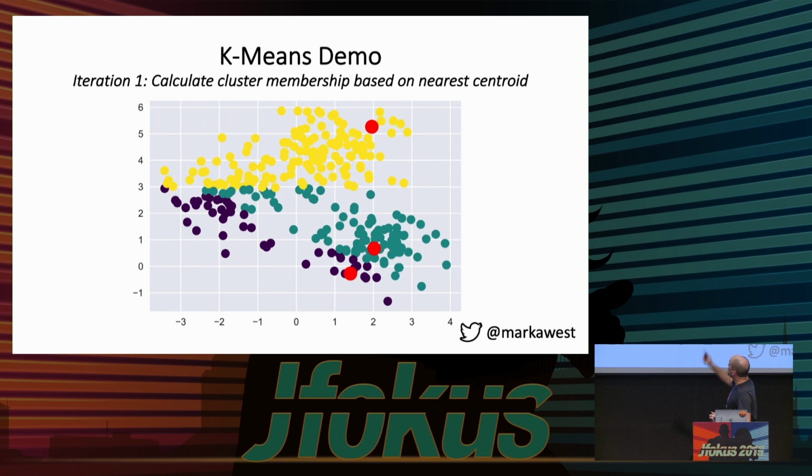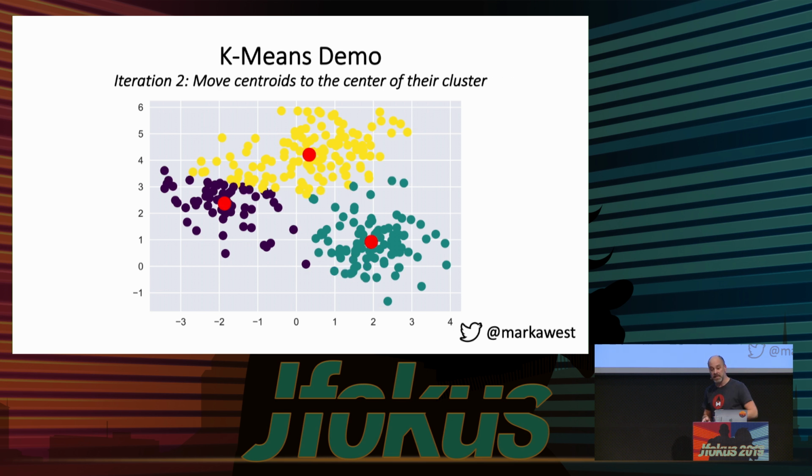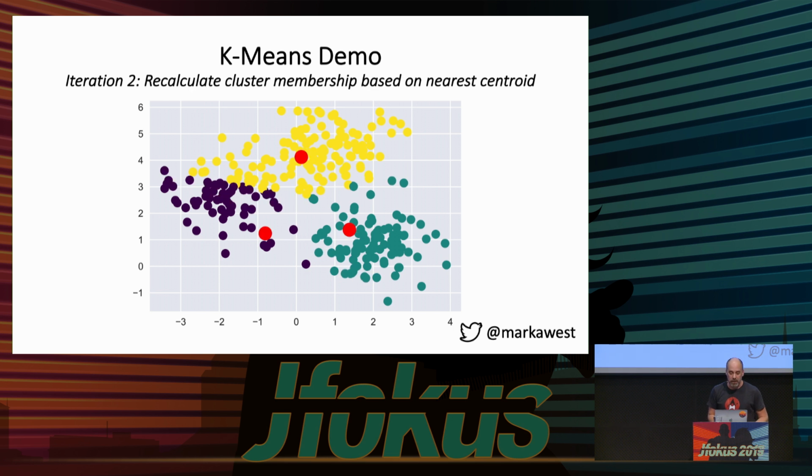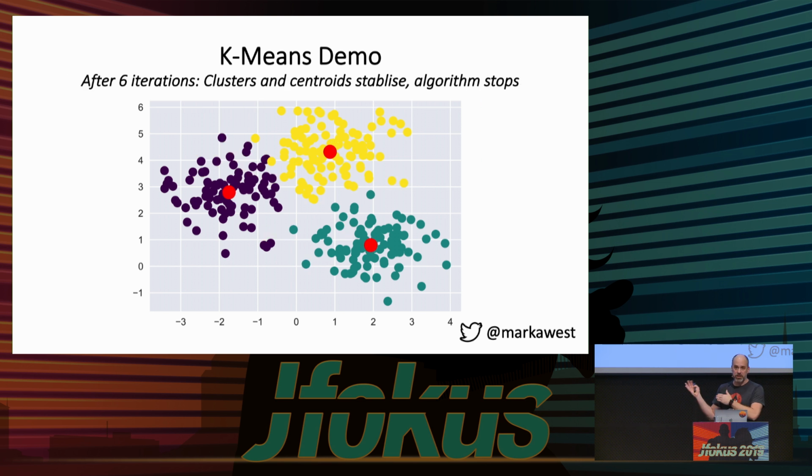But then we'll see our centroids are not at the center of our clusters, so we have to move our centers to the center of the cluster. Then, of course, we have to reallocate membership, and we carry on doing that. And with this data, which is a real data set which I implemented k-means on, after 6 iterations our clusters stabilize, and we have 3 clusters. And that's basically k-means clustering.